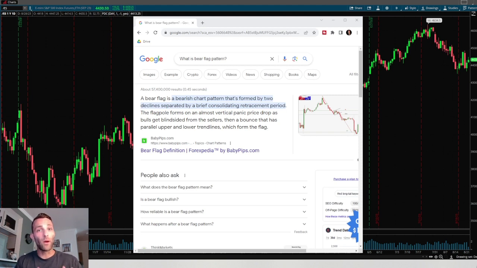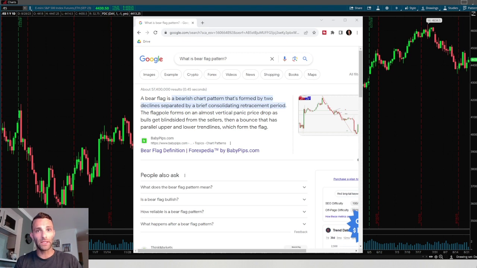And now let's talk about what a bear flag pattern is. It's a bearish chart pattern that's formed by two declines separated by a brief consolidation or retracement period. The flagpole forms on an almost vertical panic price drop as bulls get blindsided from the sellers, then a bounce that has parallel upper and lower trend lines, which form the flag.